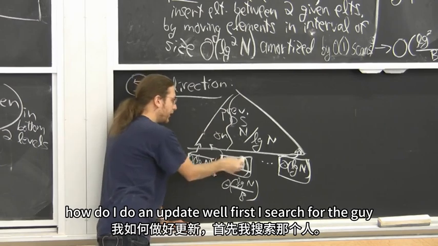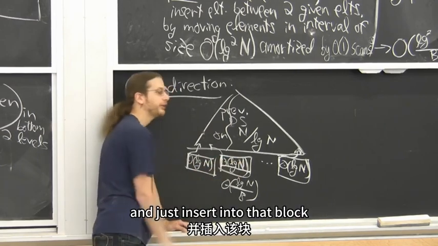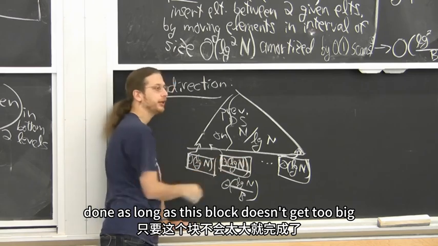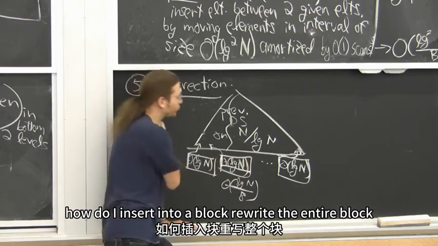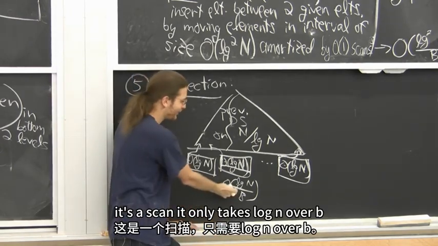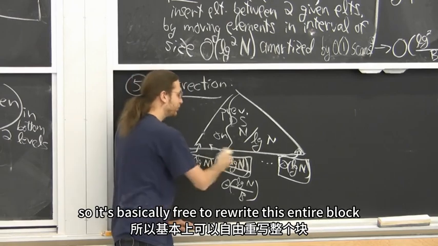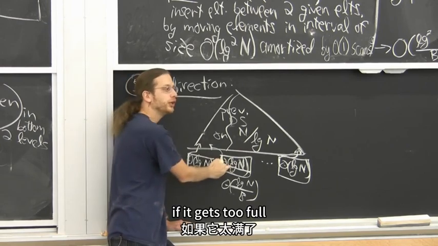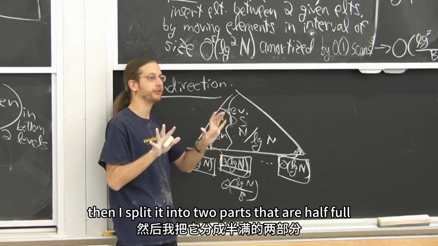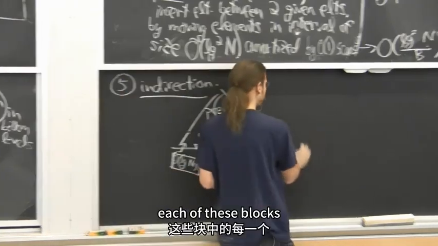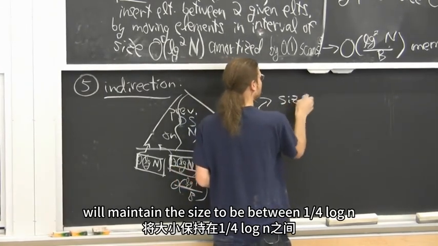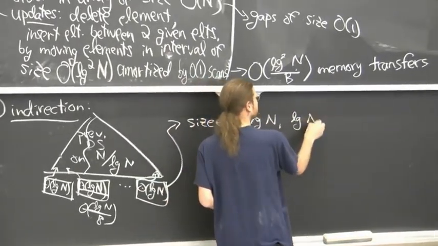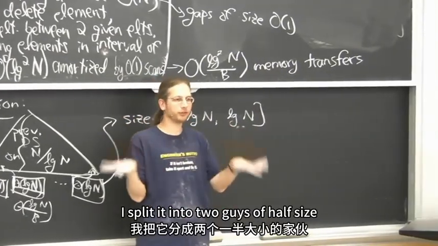Okay, how do I do an update? Well, first I search for the item, I find the block that it fits into, and just insert into that block. Done. As long as this block doesn't get too big, how do I insert into a block? Rewrite the entire block. It's a scan, it only takes log n over b. So it's basically free to rewrite this entire block every time as long as it has size at most log n. If it gets too full, then I split it into two parts that are half full. In general, each of these blocks will maintain a size between 1/4 log n and log n. So if it gets bigger than log n, I split it into two blocks of half size.